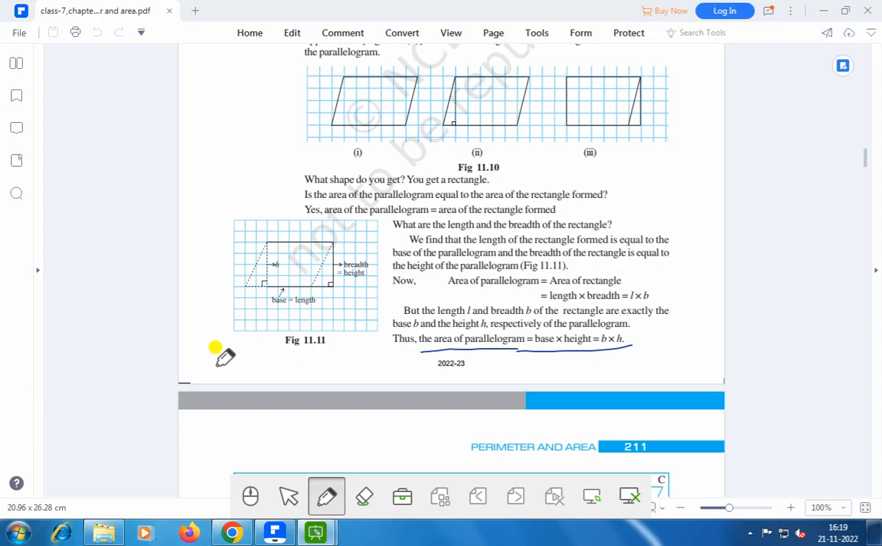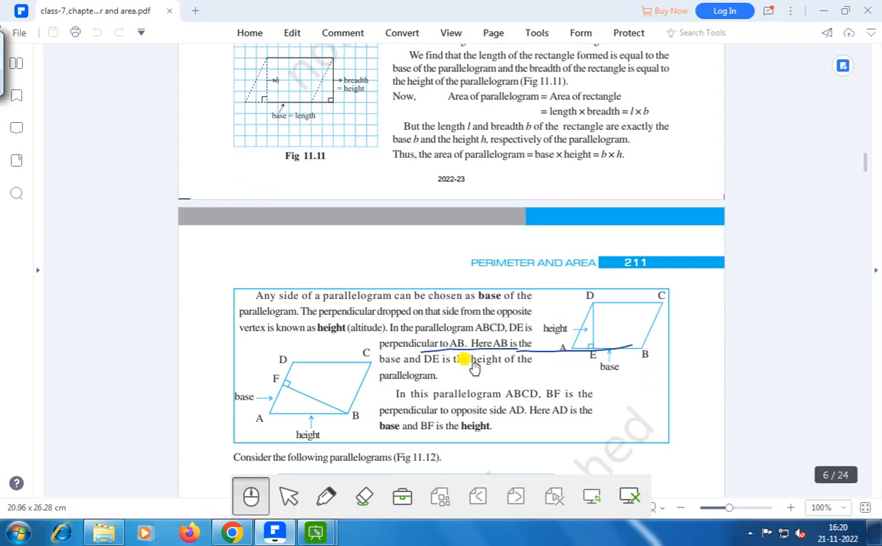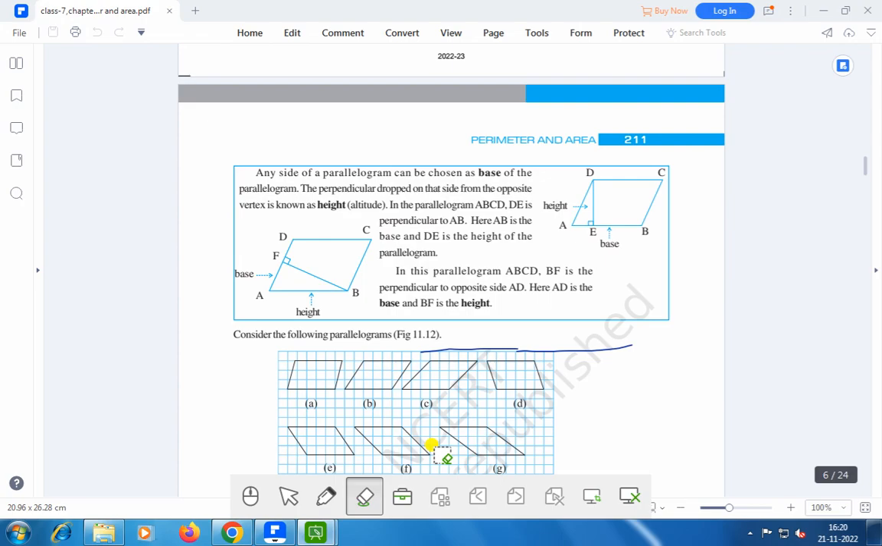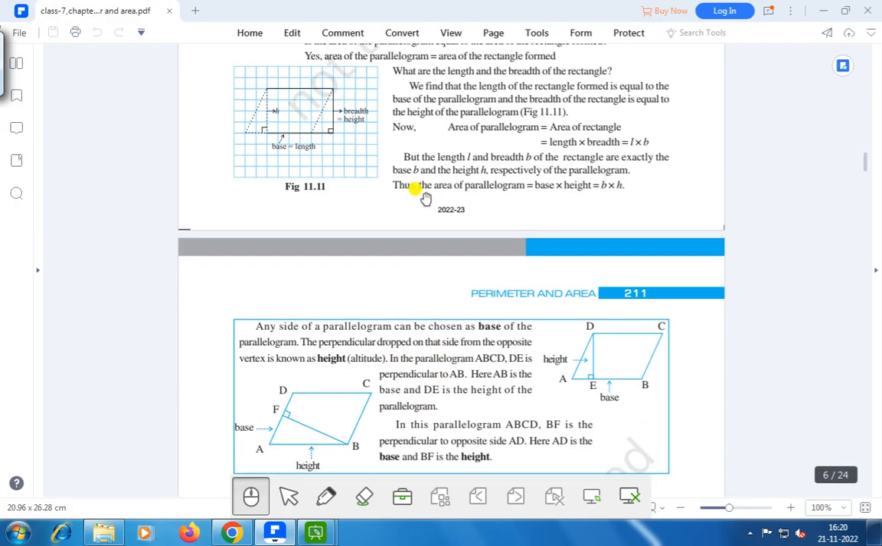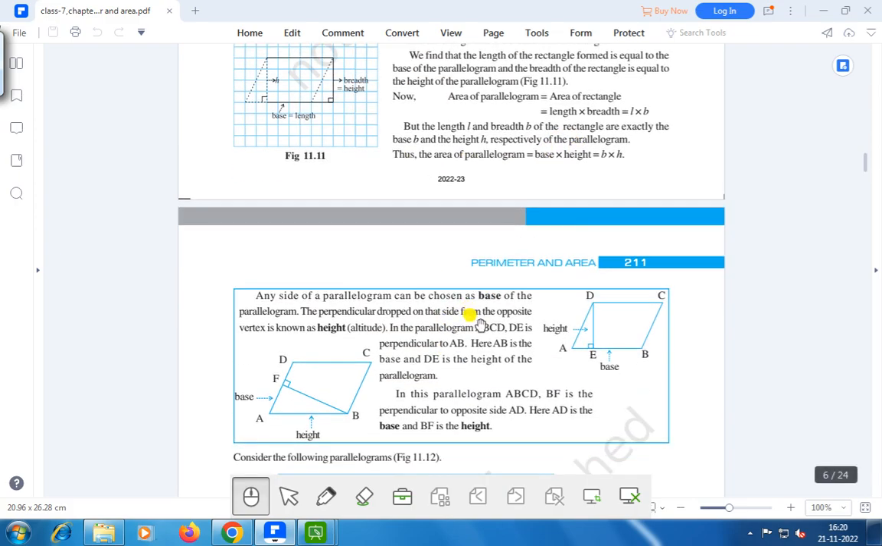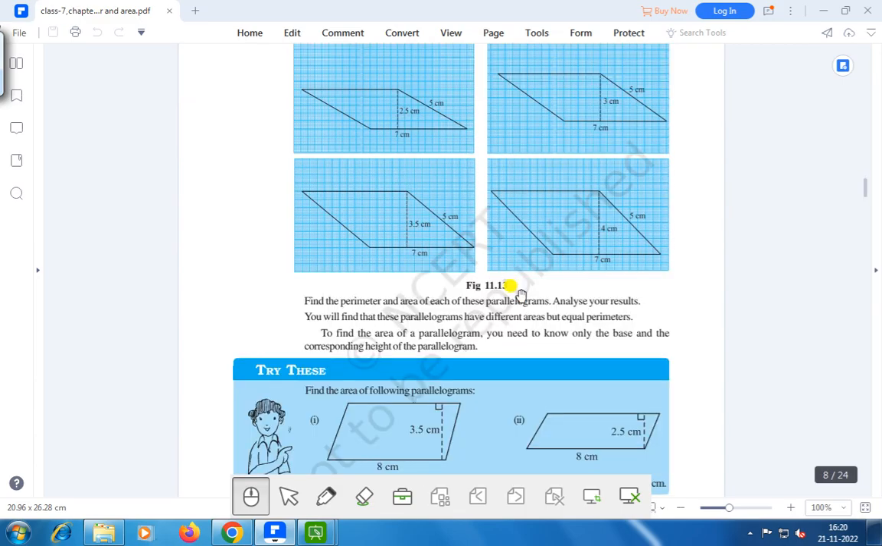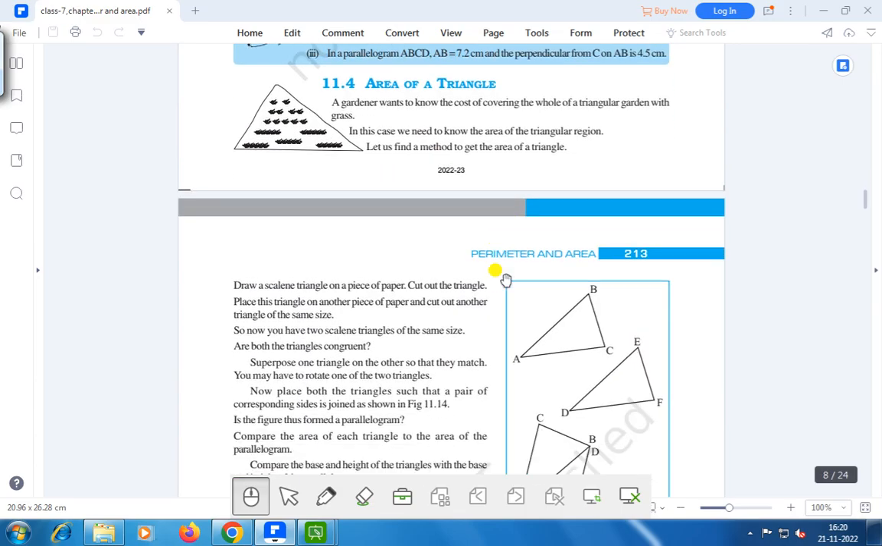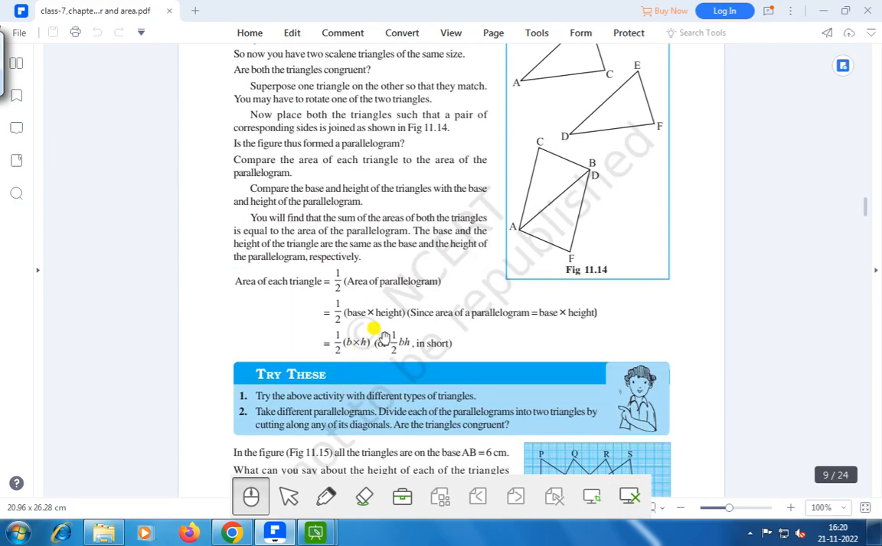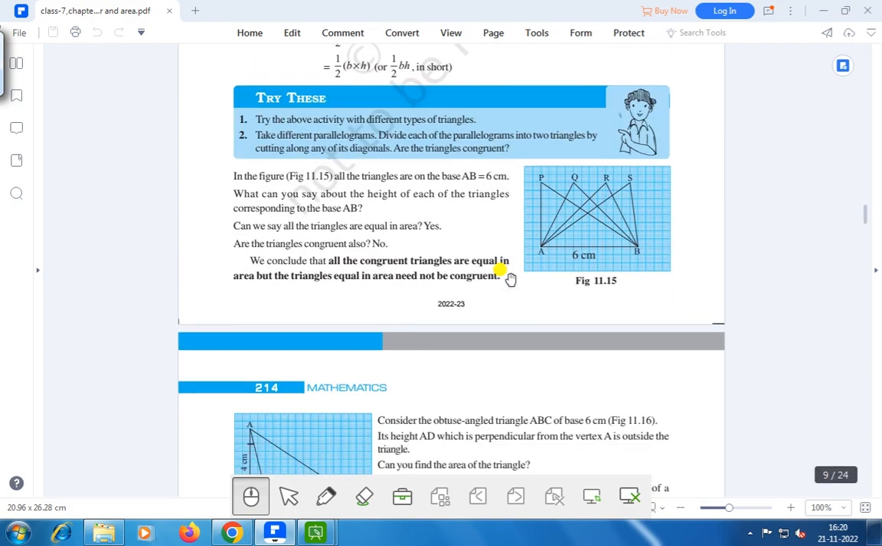Next we'll learn another one. Here you see, we know that the area of a parallelogram is base into height. Next we'll see the area of a triangle. We already learned that the area of a triangle is half base into height, or in short half BH, that is base into height, right?